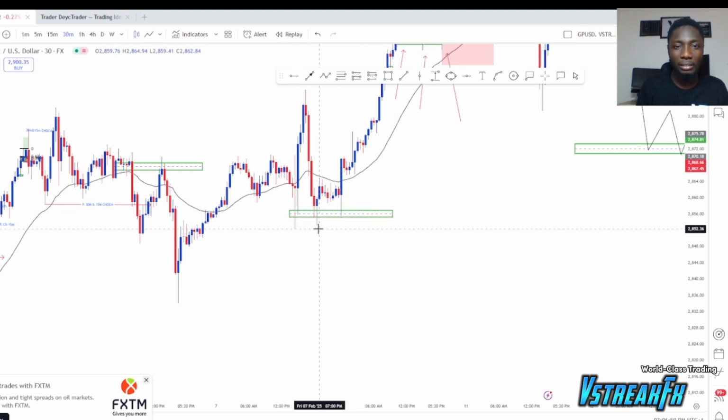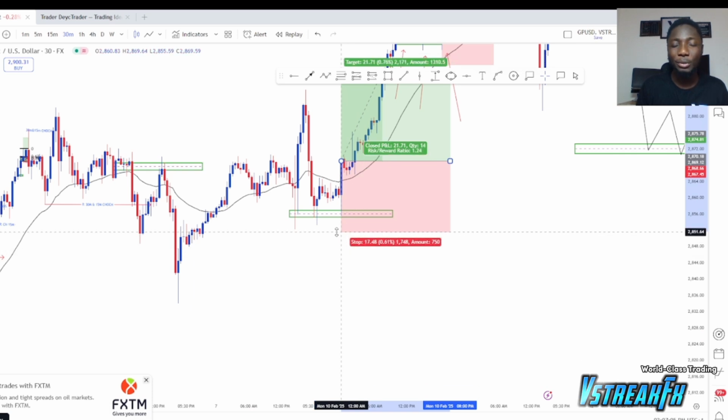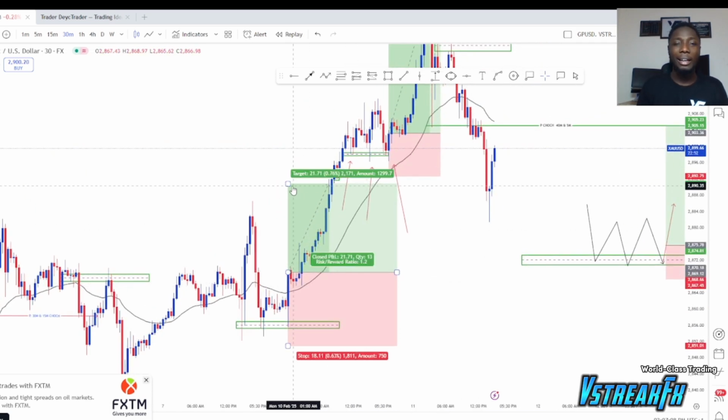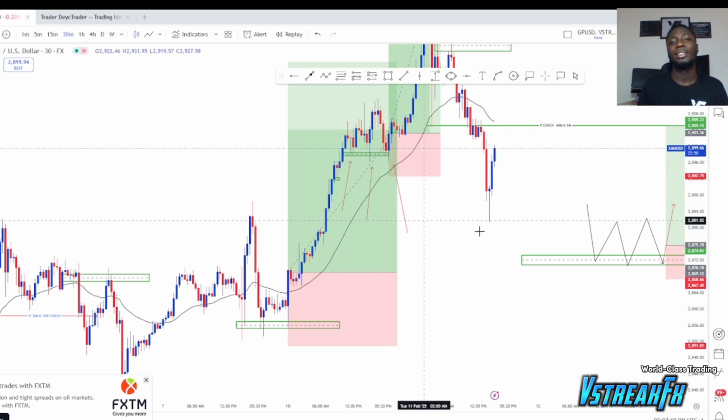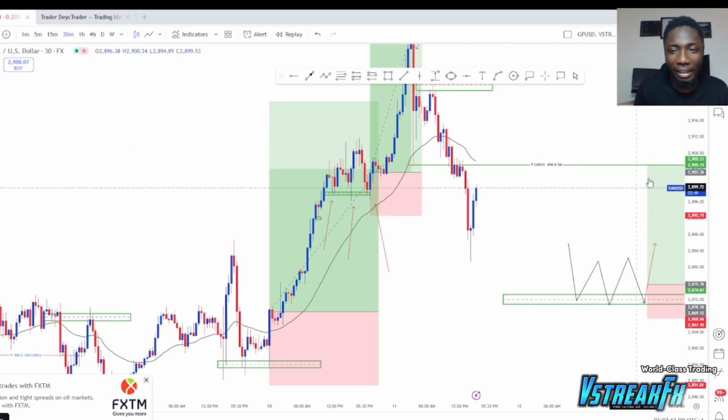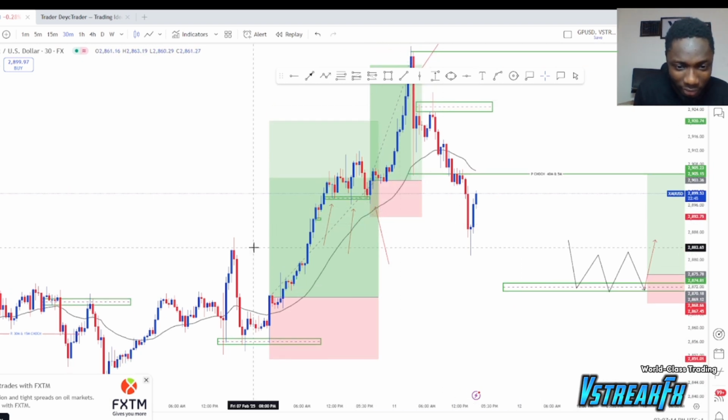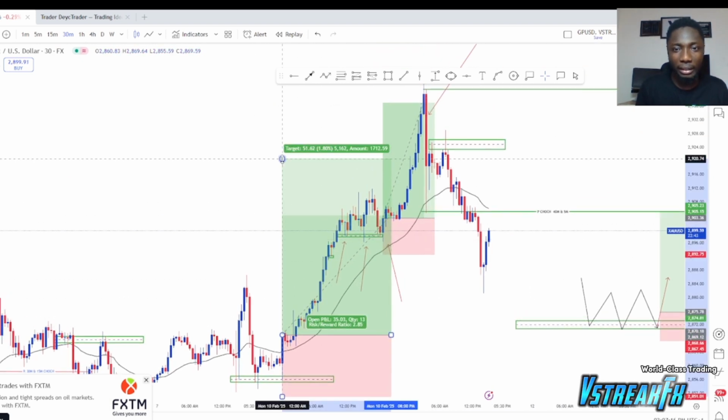Again, we have 1, 2, 3, and at the third time we had a very strong bullish candle. Let's say you put your stops at the low and you take your trade. You can see, very nice trade. I won't lie to you.